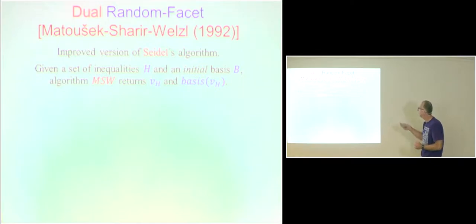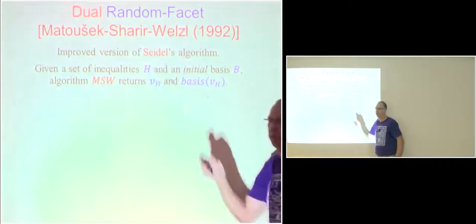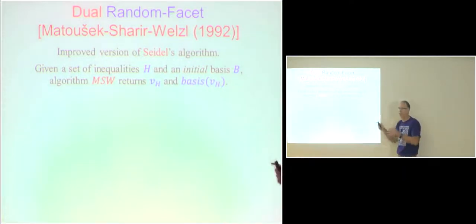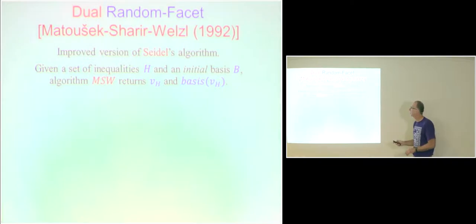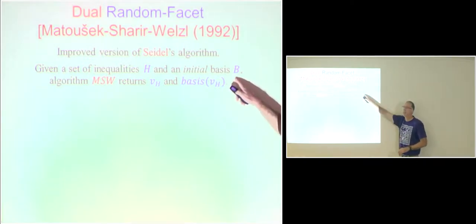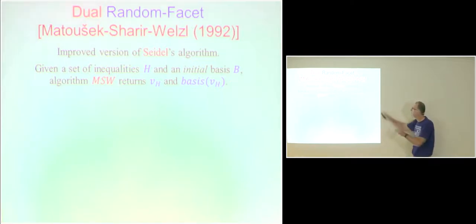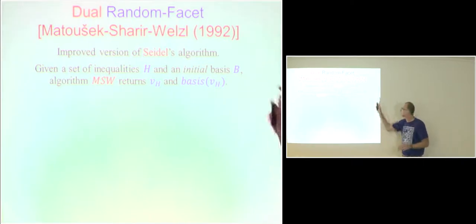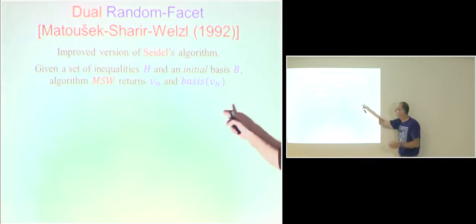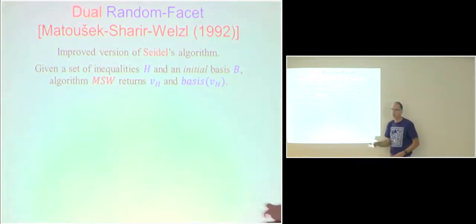So the MSW algorithm. Again, the input is a set of inequalities, but now, like a good simplex algorithm, there's also an initial basis, B. Now, this initial basis doesn't have to be optimal. Of course, if it's optimal, we've solved the problem. But it is some basis, and it gives us some upper bound on the value of the problem. The goal of the algorithm is to find the optimal solution and a corresponding basis.